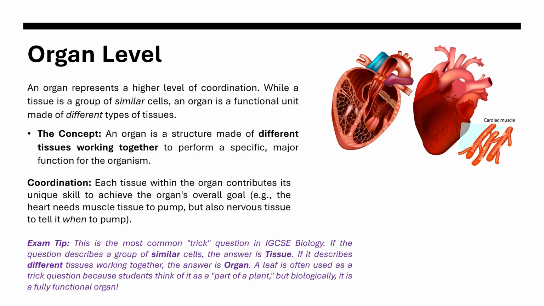It contains mesophyll tissue, as we have discussed earlier. Those mesophyll tissues perform the function of photosynthesis, and xylem tissue, which brings in water, and epidermal tissue to protect the surface. So all these different tissues work together for one major goal, that is making food for the plant.